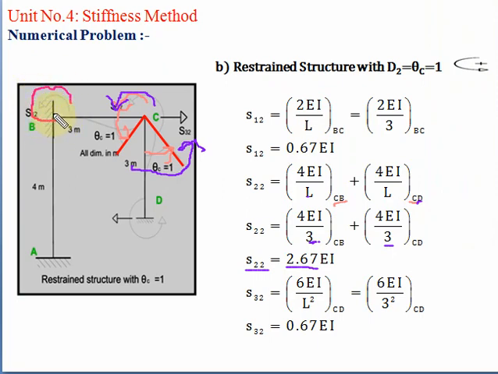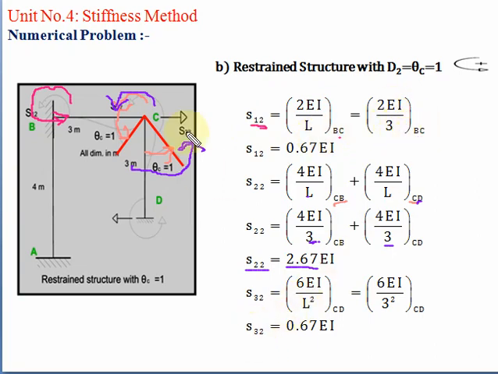Now half of the moment will be transferred to the member BC. This is member BC. So what will that value be? That value will be 2EI upon L, half of this 2EI upon L in member BC. Now here we have written S12. Theta B is our first unknown, and the unit rotation is applied at theta C, so theta C is our second unknown. So here we have written S12, so it is 2EI upon L, and the length is 3.